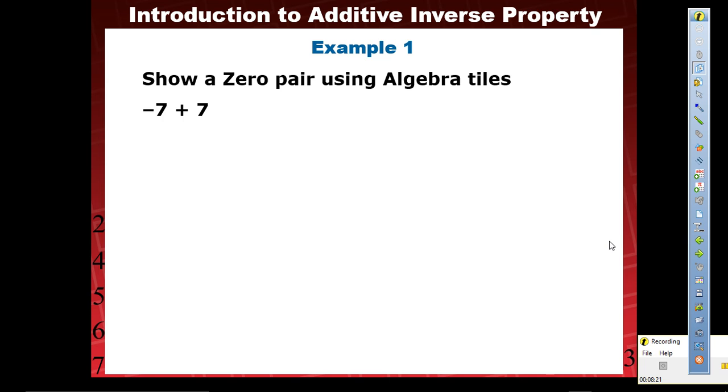All right, so here we go. Let's start off. They're asking us to use algebra tiles. So what is the first number that we need to represent? So get 7 negatives.